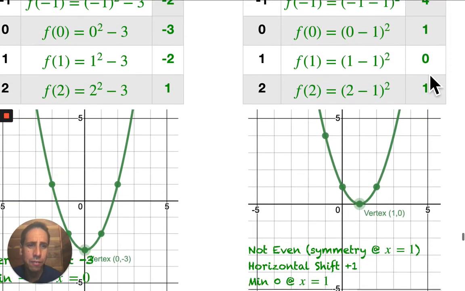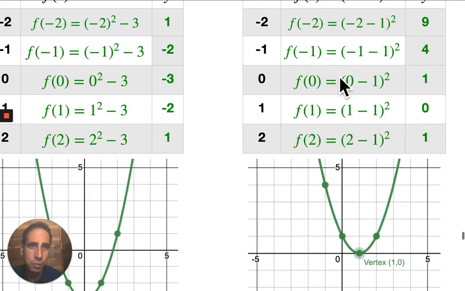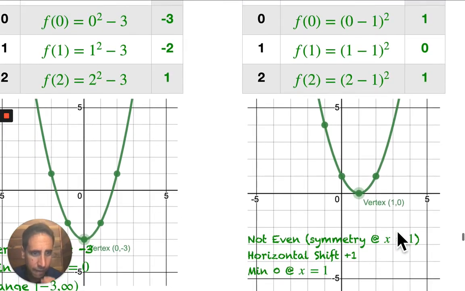Wonder what kind of effect it's going to have here. You take each one of these rows, you plot it here, and that's kind of interesting. It's no longer even because it doesn't have y-axis reflectional symmetry. There is symmetry, it's just about the line x equals positive 1 over here.